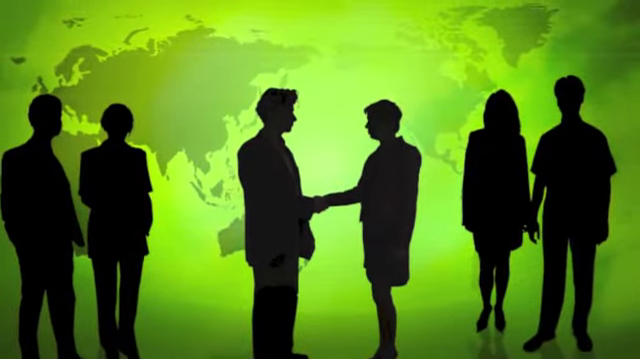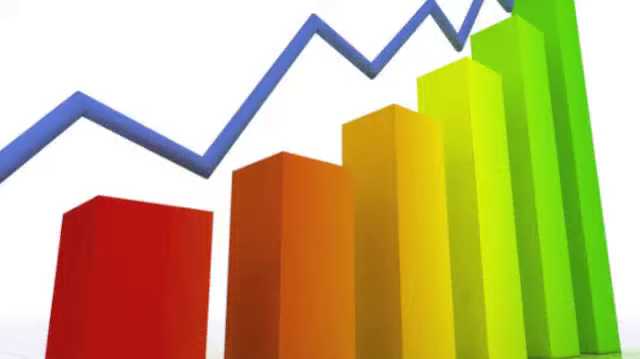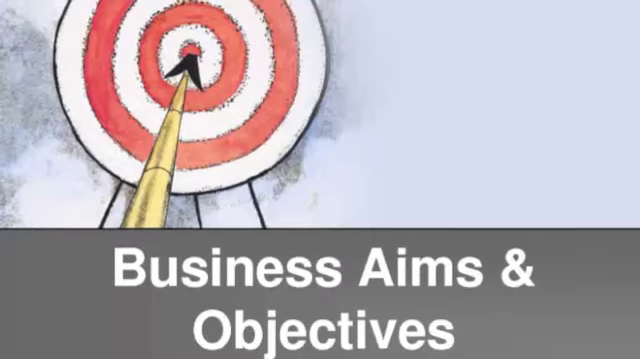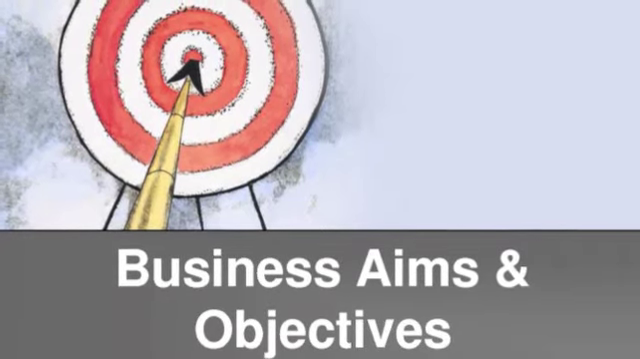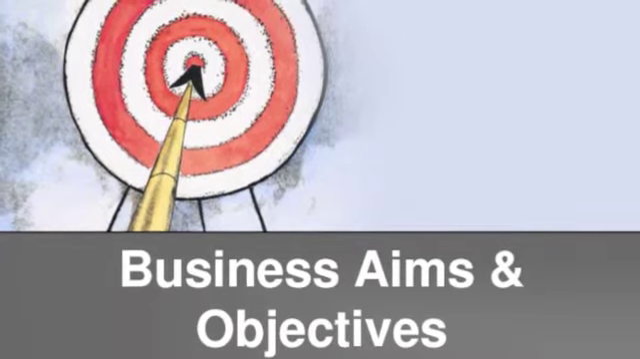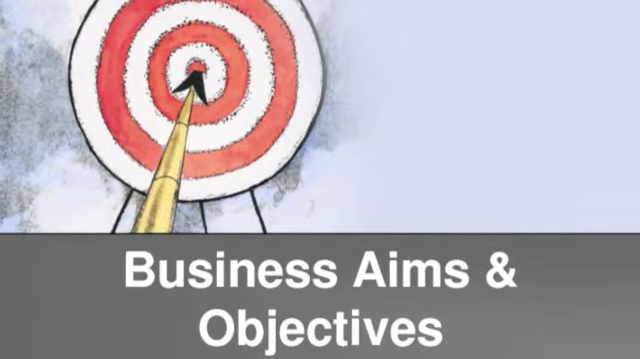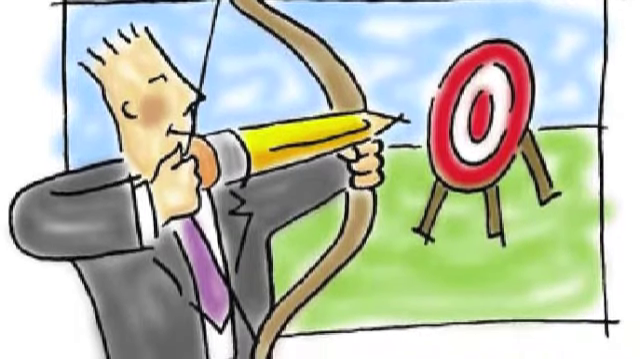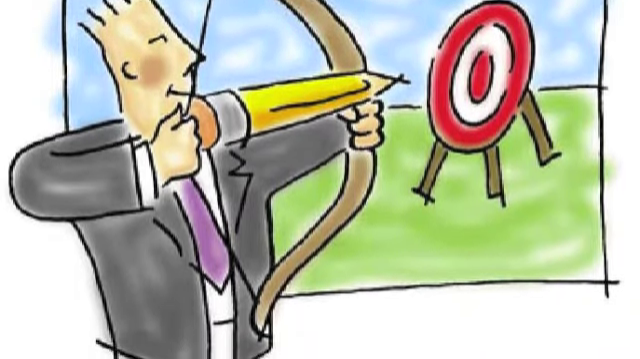Hi, in this video, I will explain the importance of objectives in managing an organization. First, we will compare aims versus objectives. So, what is an aim? Well, an aim is a long term intention. It is a starting point for setting objectives. It is usually qualitative. It's what a firm wants to accomplish in the future.